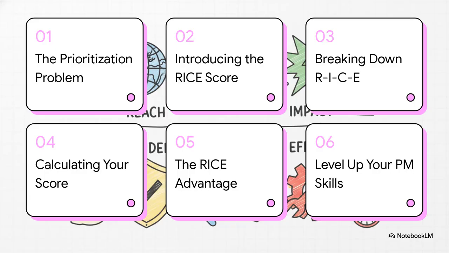So here's what we're going to cover. First, we'll dive into that prioritization problem we all know and love. Then, I'll introduce you to the RICE score, our solution to the chaos. We'll break down exactly what RICE stands for, learn how to calculate it, see why it's such a game changer, and finally, talk about how it fits into your bigger PM toolkit.